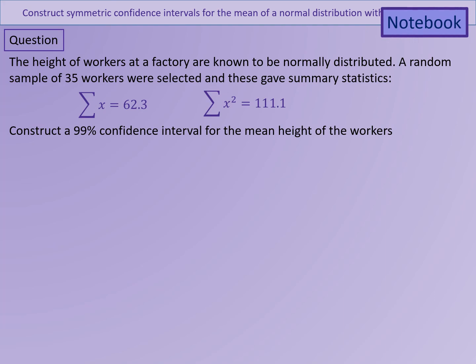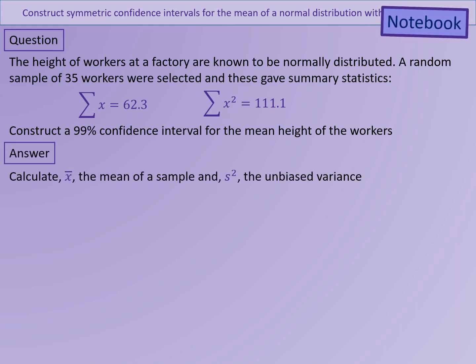In this example, we are told the height of workers in a factory are known to have a normal distribution, and a random sample of 35 workers has been selected. We are not given the original set of data here, however we are given these summary statistics. We are told sigma x, the sum of all of the heights of the 35 workers, is 62.3, and we are told the sum of the heights squared is 111.1. We're going to use these summary statistics to construct a 99% confidence interval for the mean height of all of the workers.